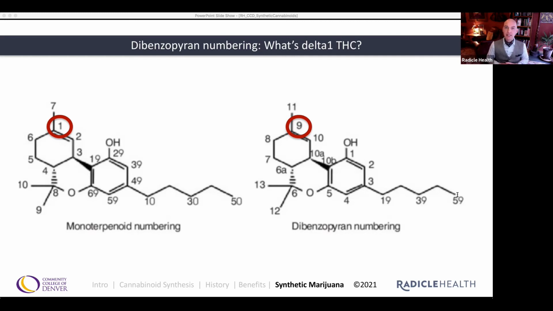This can be confusing. Does anyone want to venture a guess at what delta 1 THC is? It's the same thing as delta 9. Delta 1 THC is simply a reference to an older numbering system, and that's the one that's shown on the left. It's called monoterpenoid numbering. But you can see these are both THC molecules on both sides, and the numbering is just slightly different. So if you're reading older scientific literature and you come across delta 1, it just means delta 9 THC.